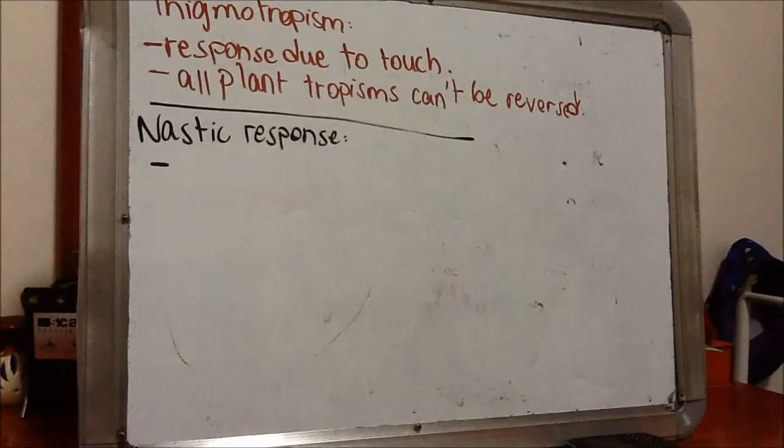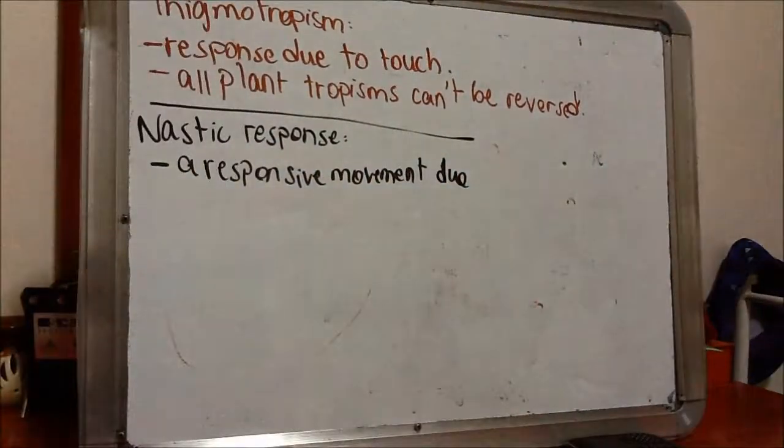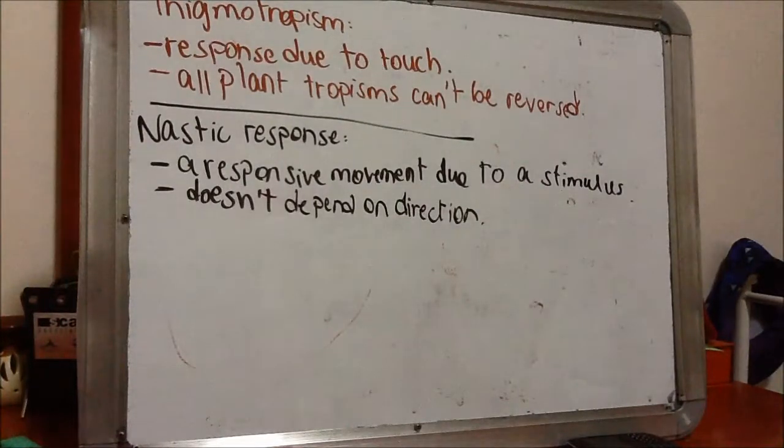Now I'm going to be writing the meaning of the nastic response or nastic movement. It means a responsive movement. So for example, with the Mimosa pudica plant, if you touch it from the side, from the other side, from the top, from the bottom, it will not change how it moves. It would move in the exact same way. Same thing as the Venus flytrap. Remember when we just said that all tropic responses are due to the direction of the stimulus? They depend on the direction of the stimulus, but the nastic response does not.